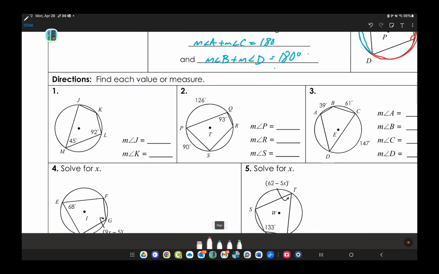So for the measure of angle J and measure of angle K, since we have M and L, we just subtract both from 180. So J is 180 minus 92, which is 88. And K is 180 minus 45, which is 135.